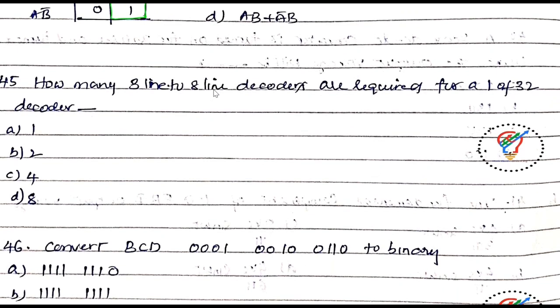Right. Next question, it is digital electronics. How many 3-line to 8-line decoders are required for a 1 of 32 decoder? See here, if you are taking the output, we need 8-line decoders. One decoder will give an output of 8 lines. But how much do I want? I want 32. So if I take 4 8-line decoders, then I will get 32. So that is the answer here. The answer is 4.